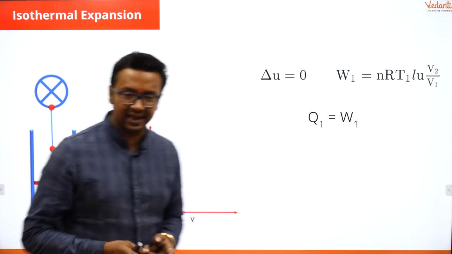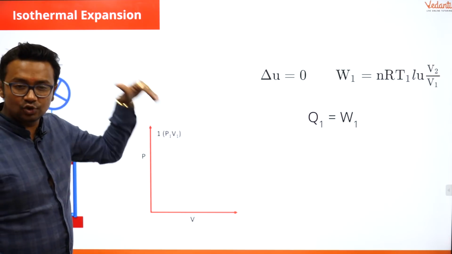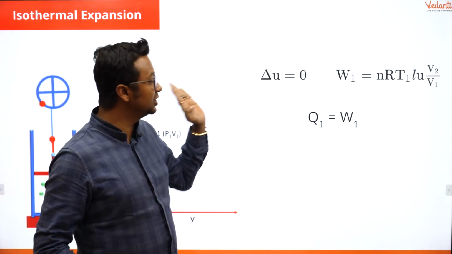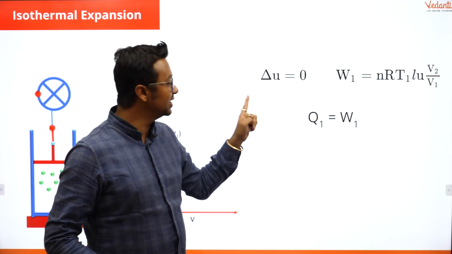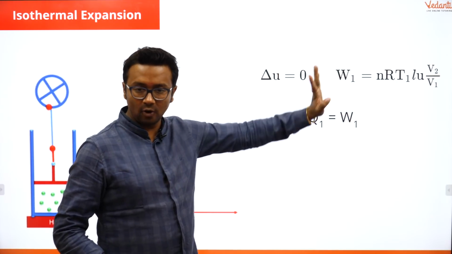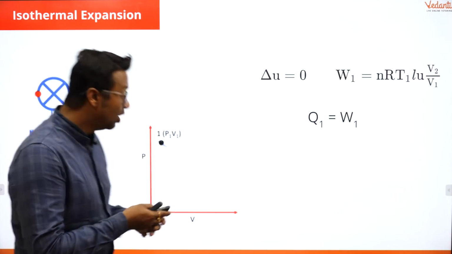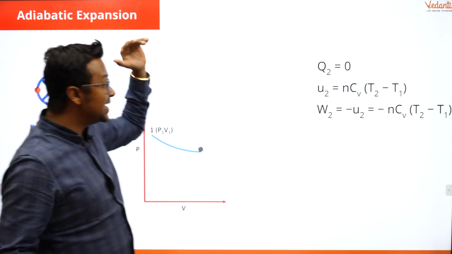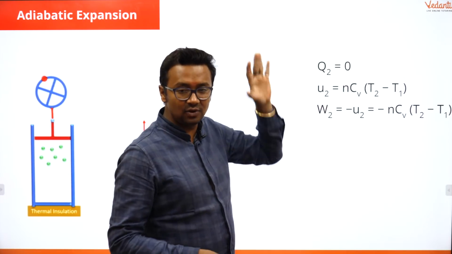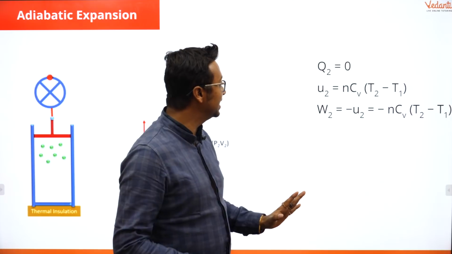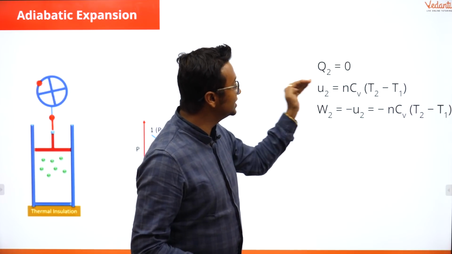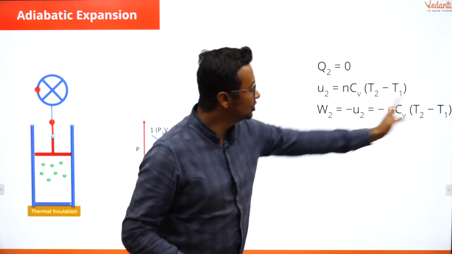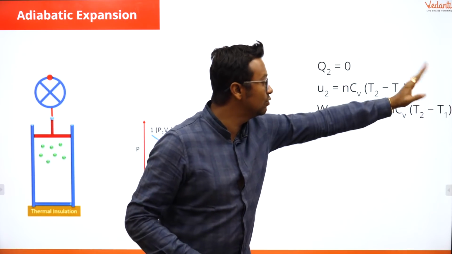In the first case, the isothermal expansion, this is the amount of work done, change in internal energy is 0, and the amount of heat extracted is equal to W1. This is the first step. What happens in the second case? It is the adiabatic expansion. In the adiabatic expansion, heat extracted is 0, no heat, it is adiabatic in nature. Change in internal energy is nCv (T2 minus T1). The work done will be the negative of that, so this is minus nCv (T2 minus T1).